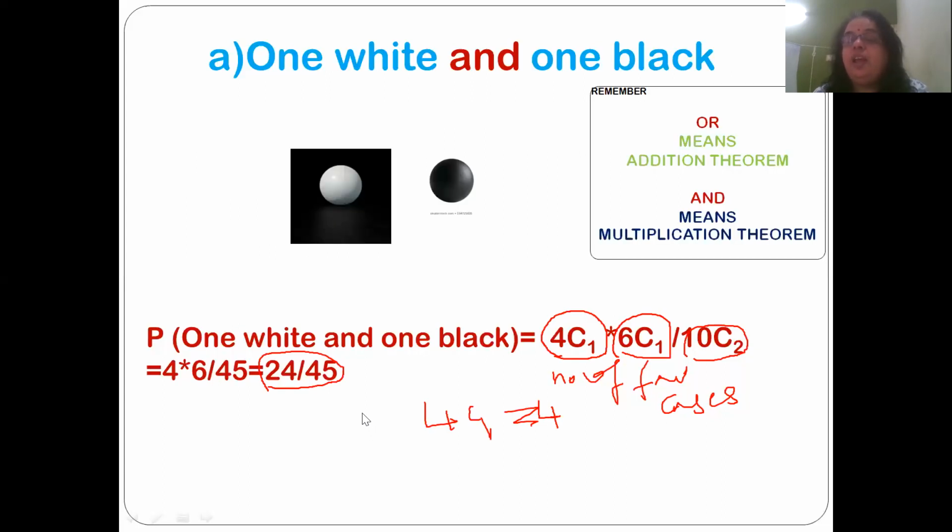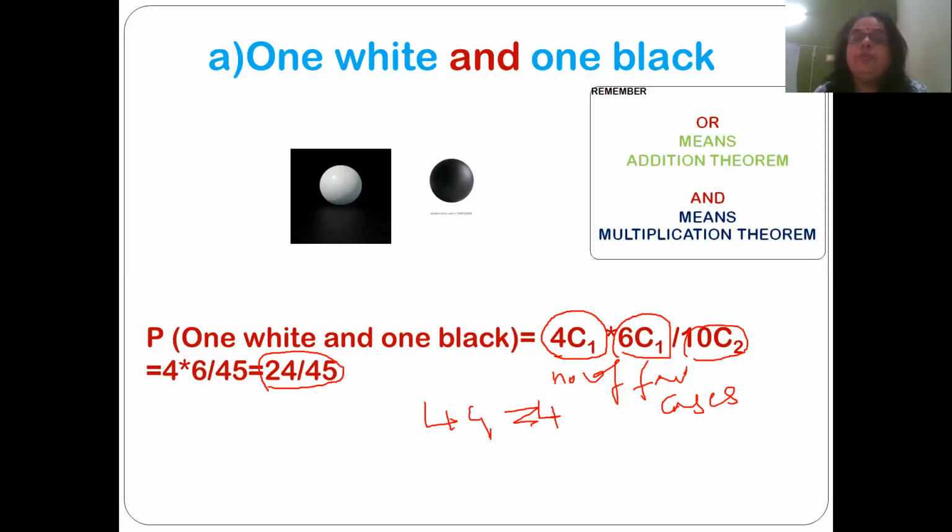What is case A? There are 4 white balls and 6 black balls in a bag. We are taking 2 balls at a time. Then we have to find the probability that both are black, both are white, and one white and one black. So accordingly, we have understood previously.